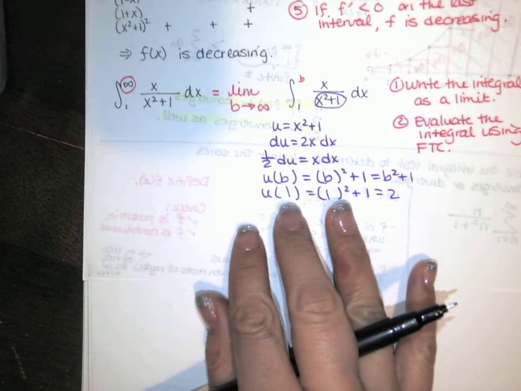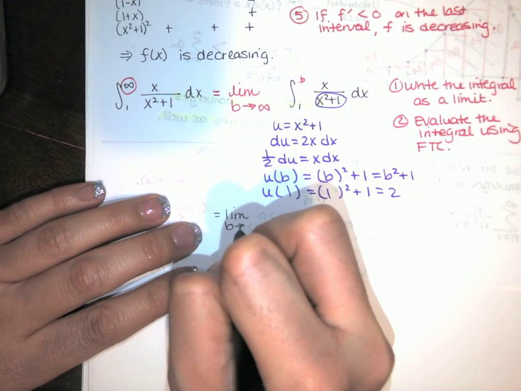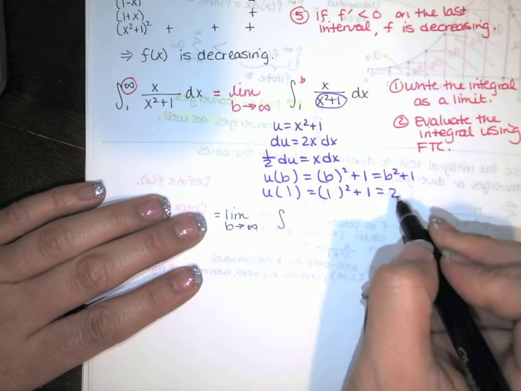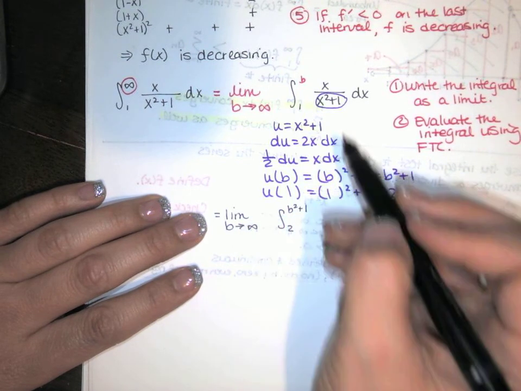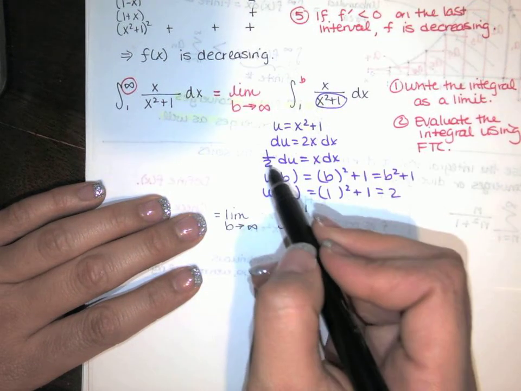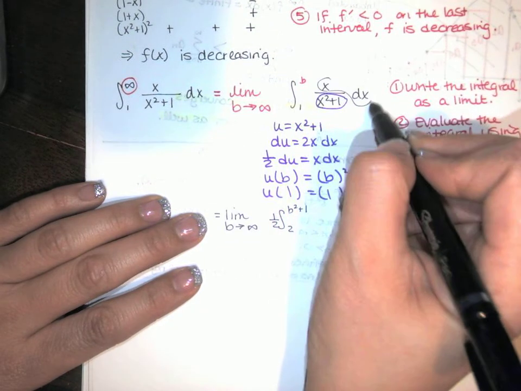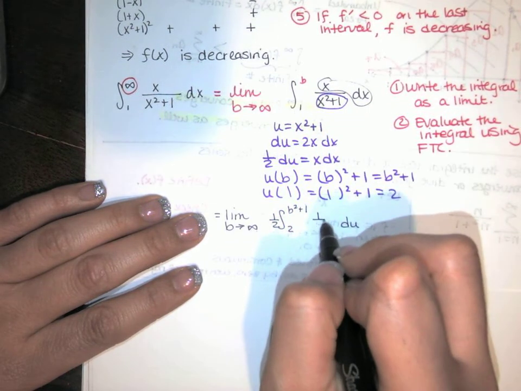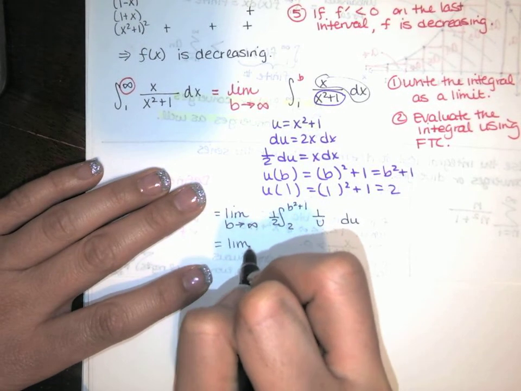We're still evaluating the integral. So I've got the limit as b goes to infinity of this new integral. New lower bound is 2, new upper bound is b squared plus 1. The x dx turns out to be a 1/2 du. And then what's left is a u in the denominator, so I've got a 1 over u du there. Anti-differentiate.